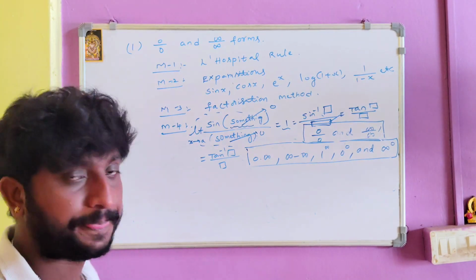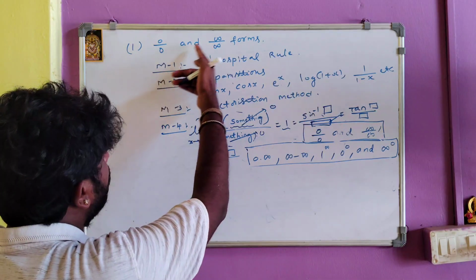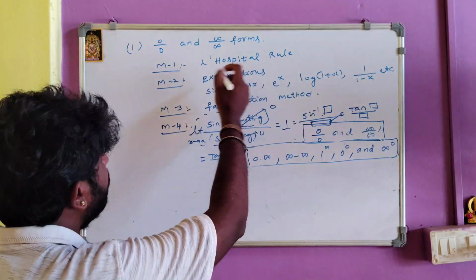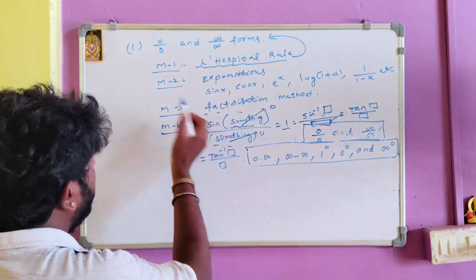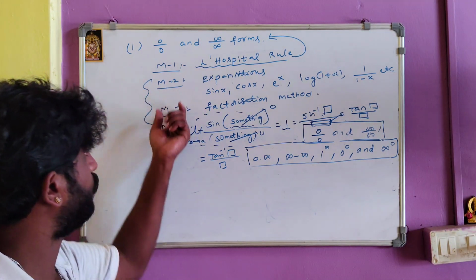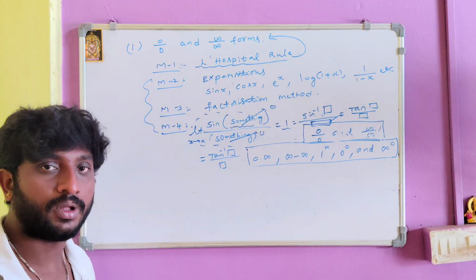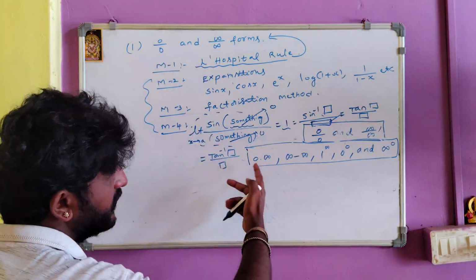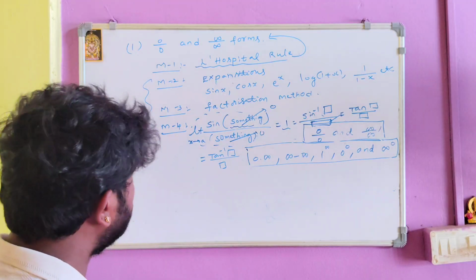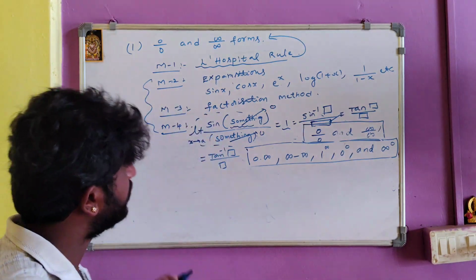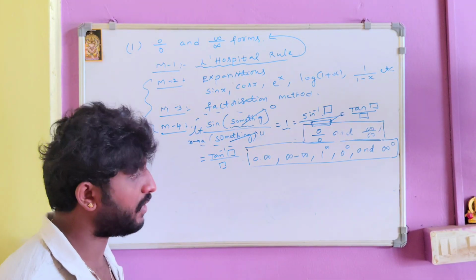Is this clear? One more thing: for 0 by 0 and infinity by infinity forms, we use L'Hopital rule. The remaining methods, method 2, method 3 and method 4, we commonly use for all the indeterminate forms, depending on the question. We use all these methods to simplify indeterminate forms.